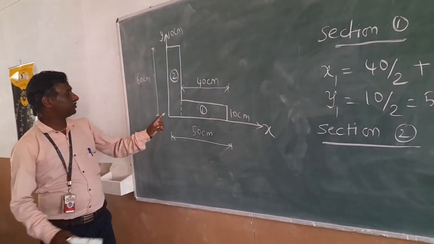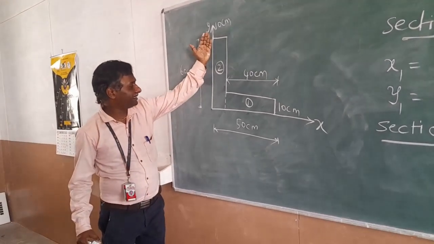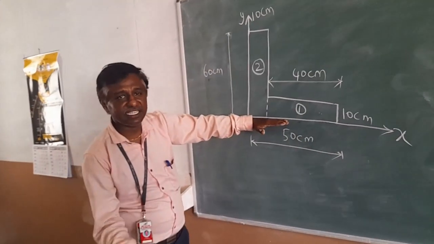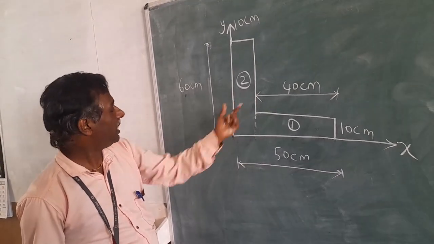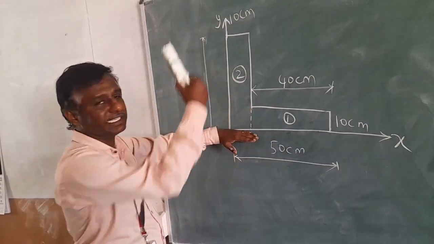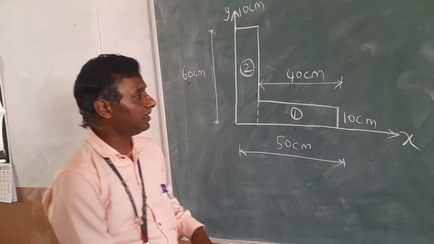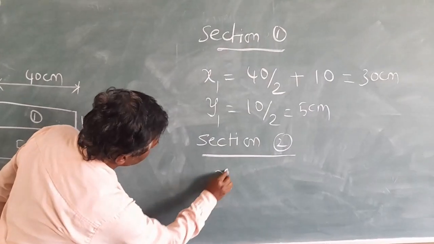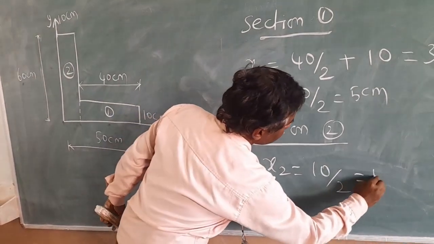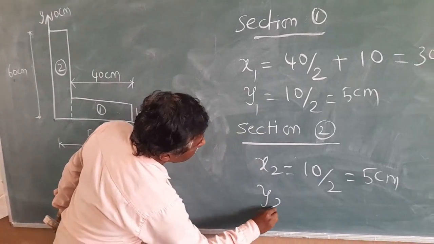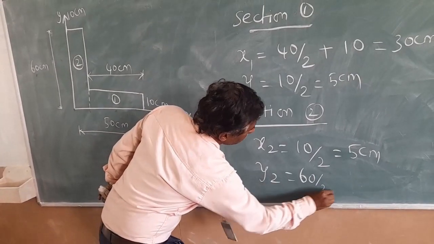Now let's move on to section 2. Consider this rectangle alone. It is attached directly with the y-axis and directly with the x-axis. So x is nothing but half of the x value and y is nothing but half of the y value, because there is no gap at all. So x2 equals 10 by 2, 5 centimeter, and y2 equals, total is 60, so half of the value, 60 by 2, that is 30 centimeter.